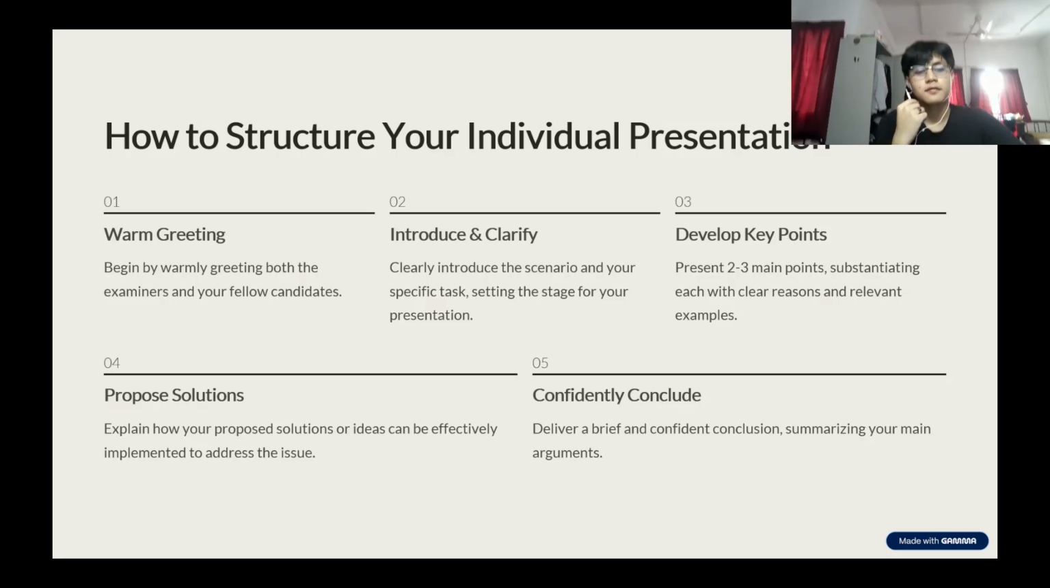Fourth is the proposed solutions. You have to explain how your solutions or ideas can be effectively implemented to address the issue. The fifth one is to confidently conclude. What does it mean? You have to give a well built and brief conclusion that can summarize your whole presentation, right?